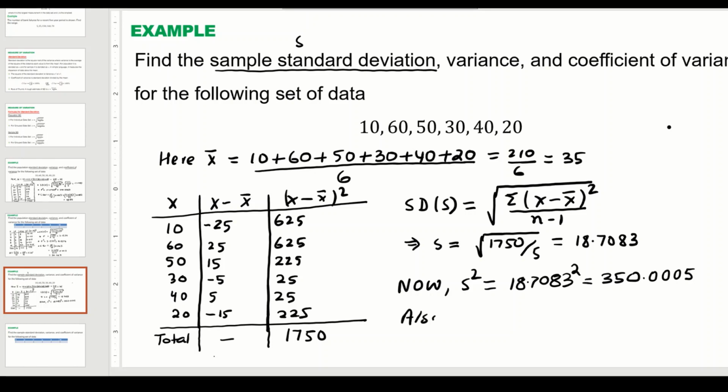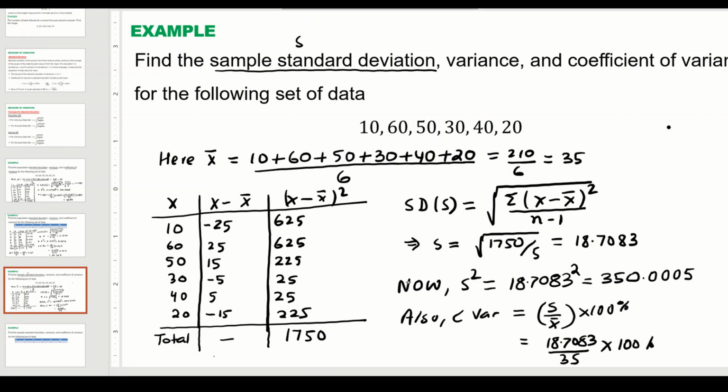Also, we are asked to find the coefficient of variance, which is given by the formula standard deviation divided by mean, times 100%, because this is expressed as a percentage. So your S is 18.7083. We are dividing that by the mean, which is 35, and multiplying by 100 to get the percentage value. If we use a calculator to simplify this, you should get 53.45%. That is the coefficient of variance for this problem.